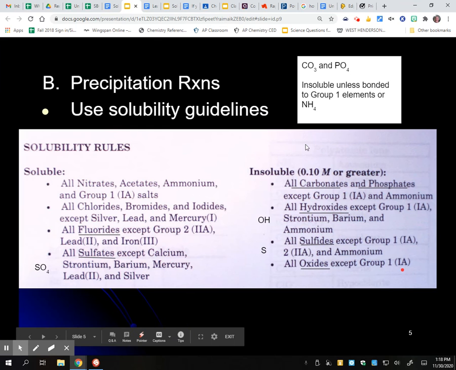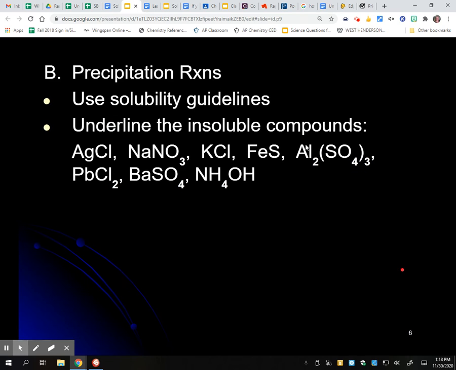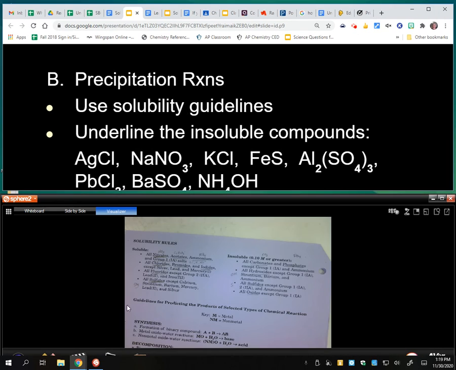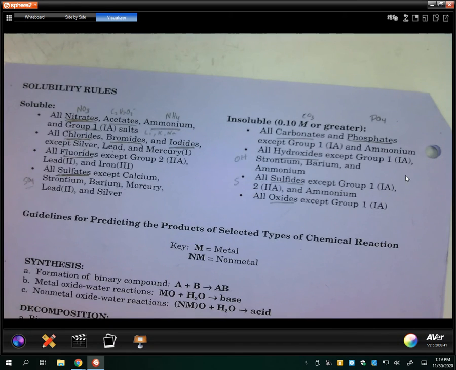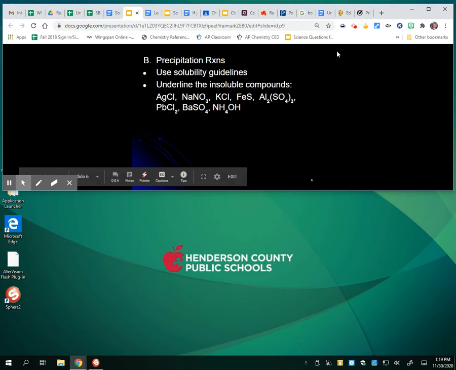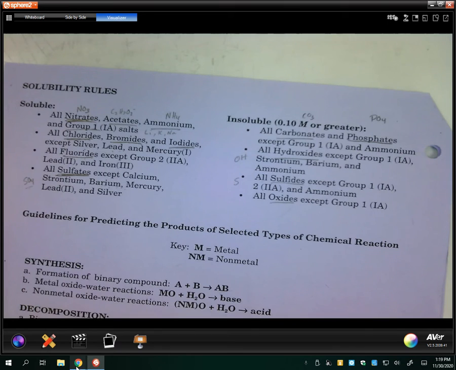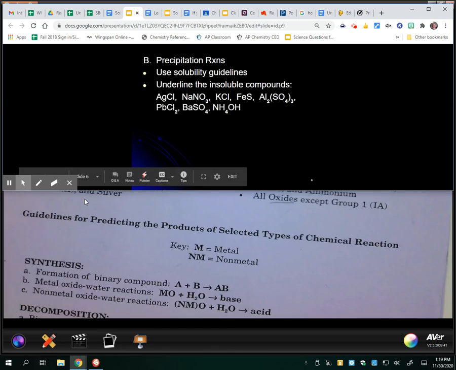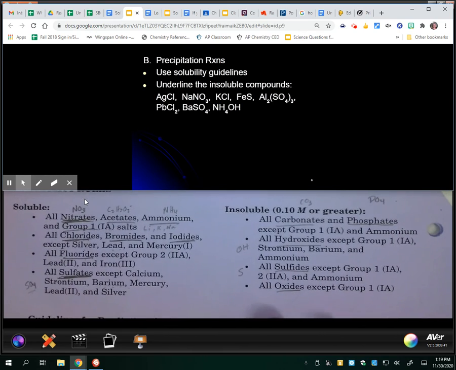Okay, so you're going to use your solubility rules, and I want you to, out of these that I have right here, decide which ones are insoluble. So you can pause this video and then we will go over it. Okay, so let's see. I'm going to make this larger, and there we go. So I can have my solubility rules there.